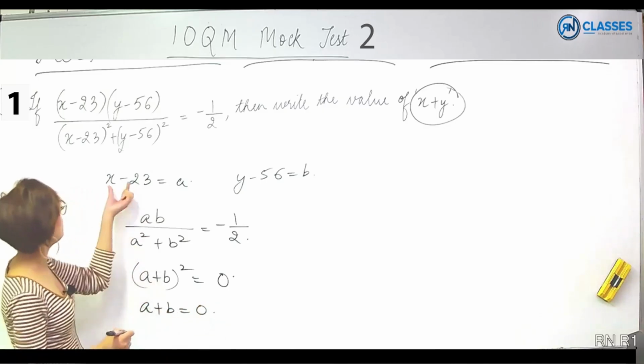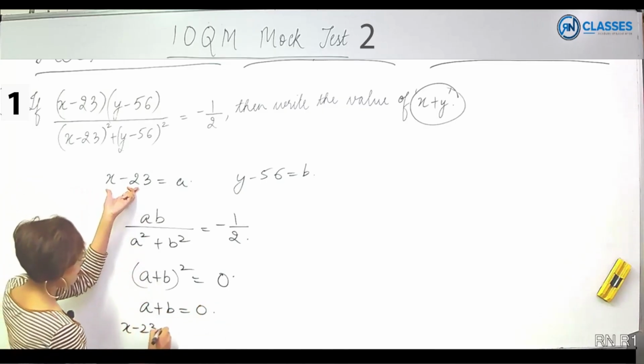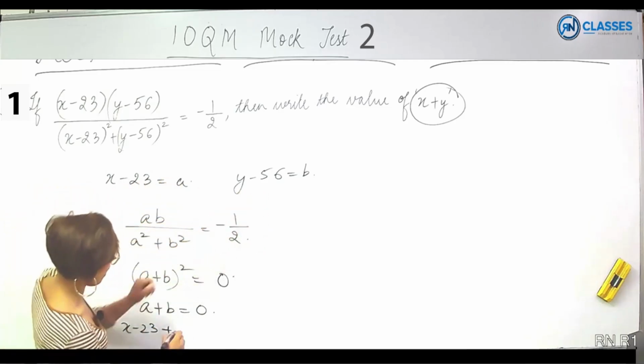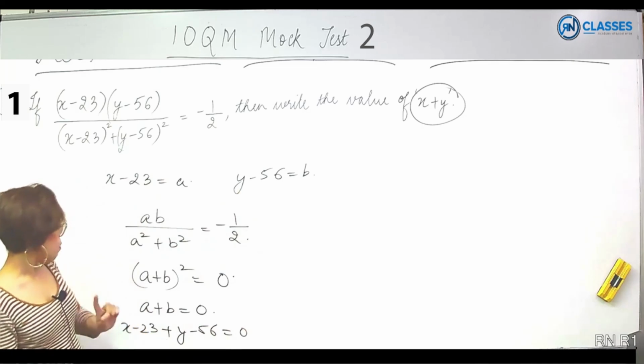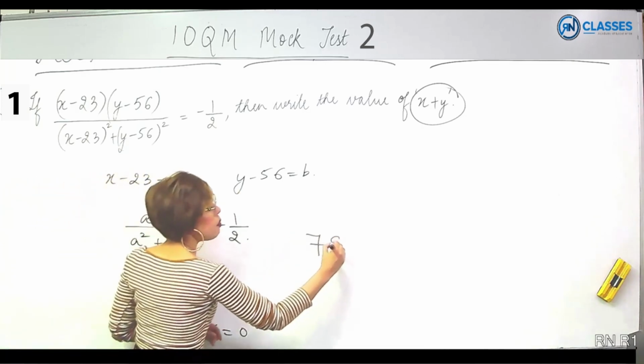Now A was nothing but x minus 23. Plus B, which was nothing but y minus 56. From here you can get the value of x plus y, which turns out to be 79, which is the answer.